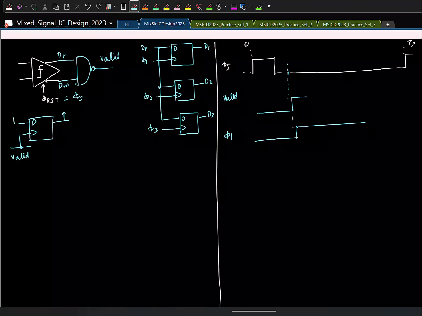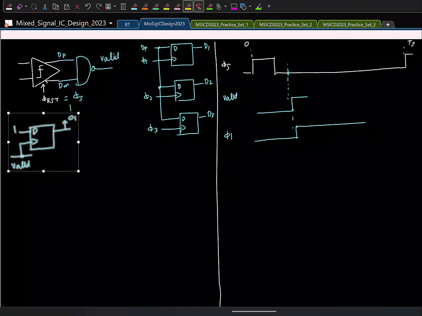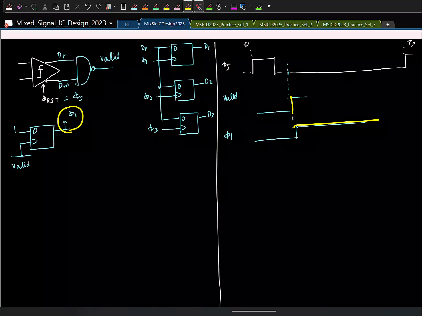So if I do this, I call it phi 1. You can just give valid directly to the clock, right? But remember that next time the comparator finishes, valid will again go high, right? So we'll come to that. This is fine now, okay? So the D input is always 1, but only when valid sees a rising edge will phi 1 go high, and then it will stay like that. That's all. Okay.